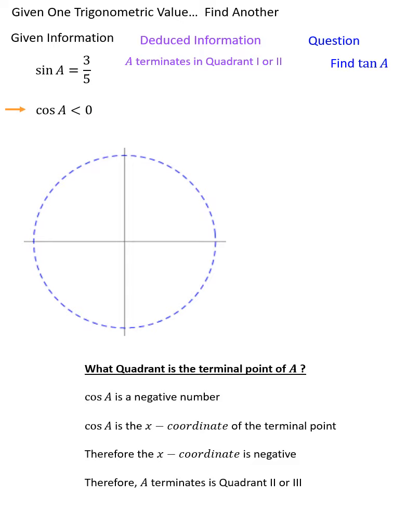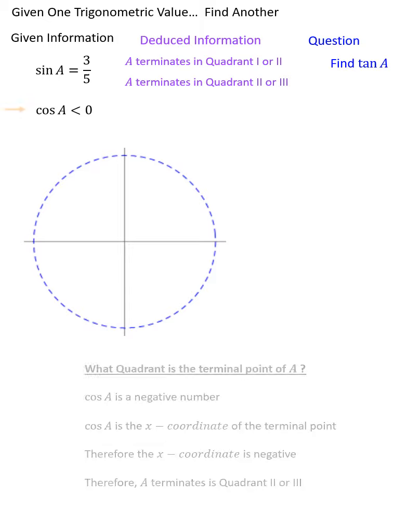Again, you may want to hit pause if you got lost in the logic. It's okay. Take your time. Hit pause if you need to and convince yourself that this chain of logic is sound. And so now we've deduced that A must terminate in quadrant 2 or 3.